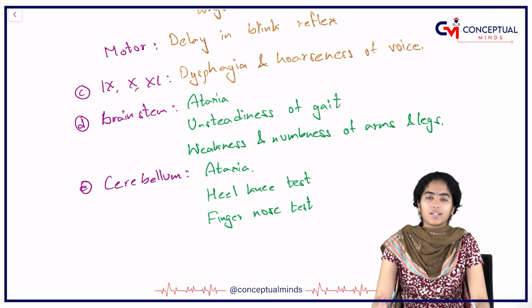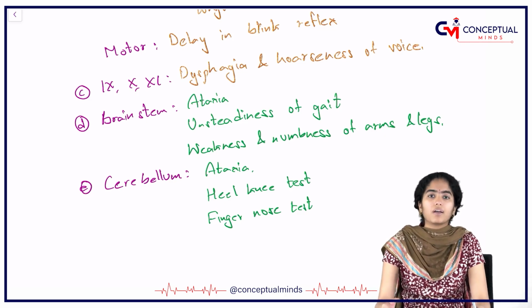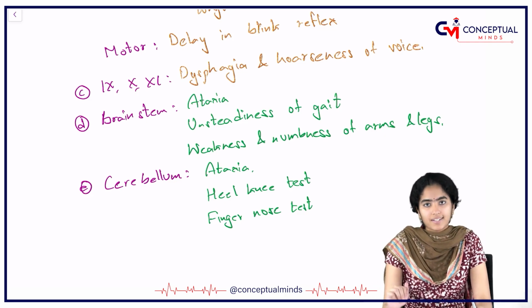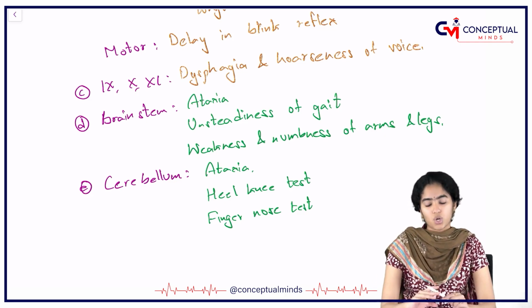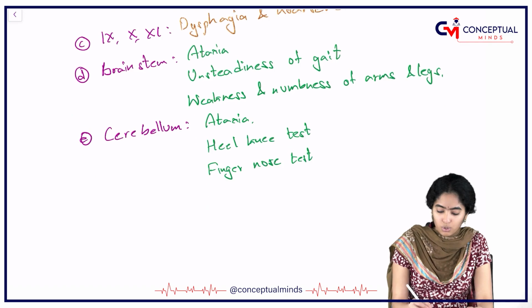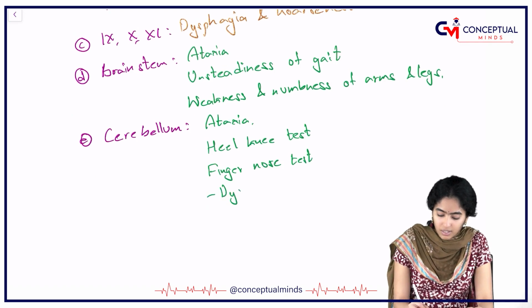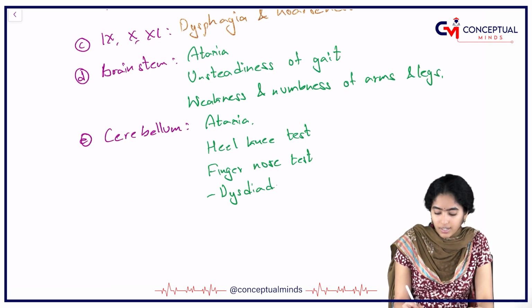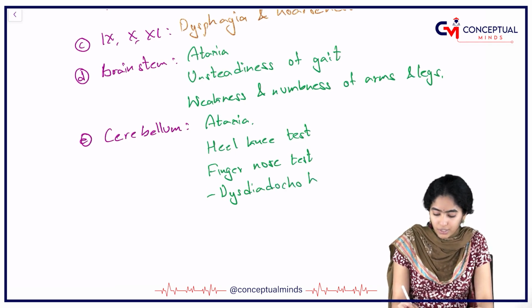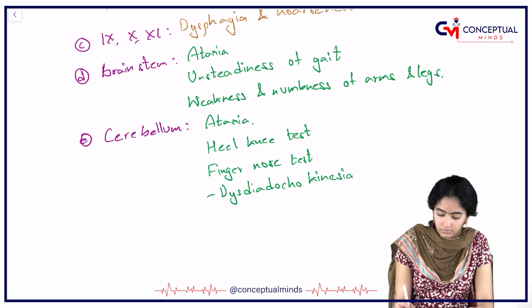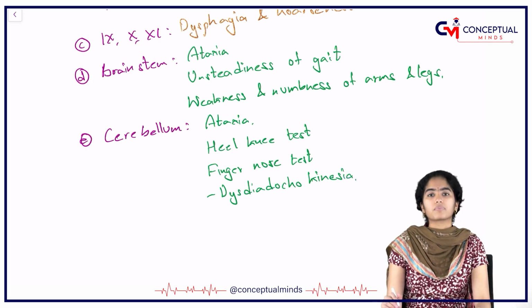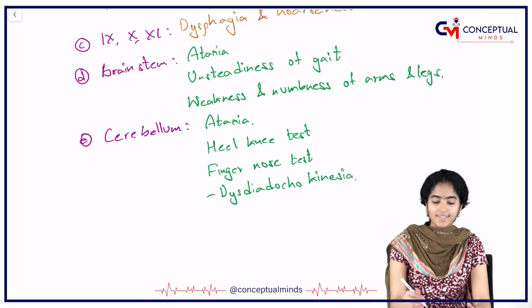Similarly, there is something called as diadochokinesia, where the patient is asked to flap his fingers like that, and if he is unable to do so, it's called as dysdiadochokinesia, which is a symptom of cerebellar dysfunction. So this is about cerebellum.